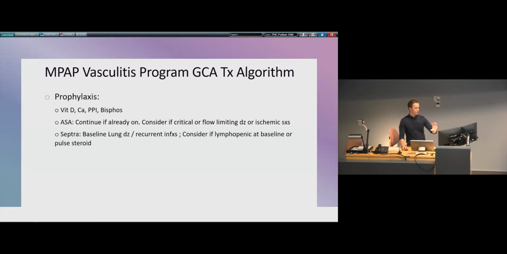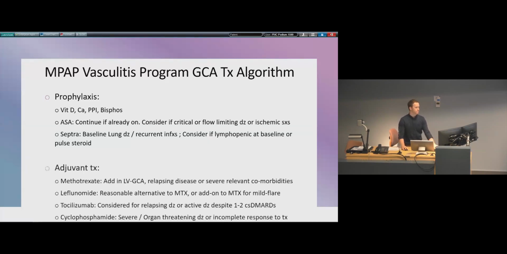We're adding for everyone vitamin D, calcium, PPI, and bisphosphonate, unless some few exceptions. Aspirin, if already on, or if critical or flow limiting disease or ischemic symptoms. And again, this is jaw claudication, visual symptoms, limb claudication, or if there's high grade stenoses that we're seeing on our CT angiogram. And then Septra, definitely for our patients with baseline lung disease, recurrent pulmonary infections, and consider if patients are lymphopenic or got pulse steroid in front.